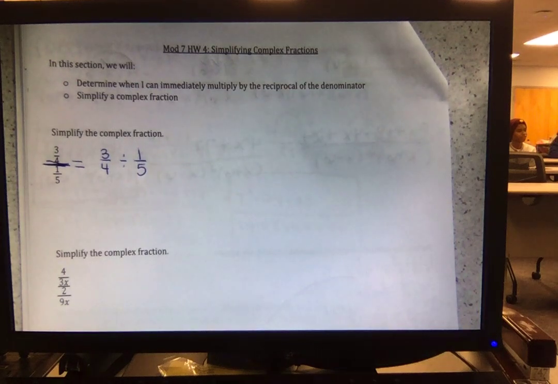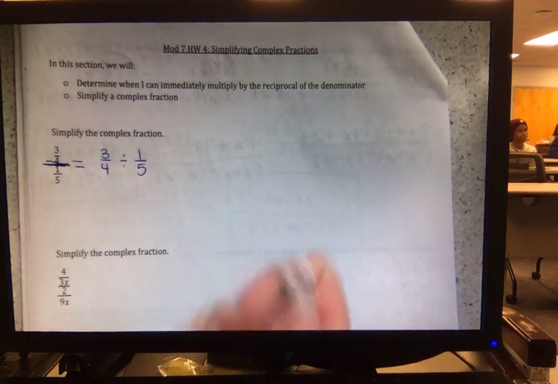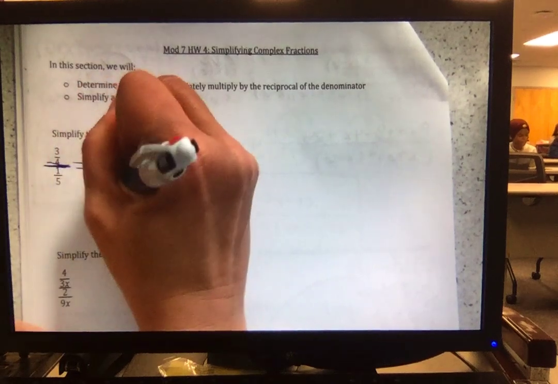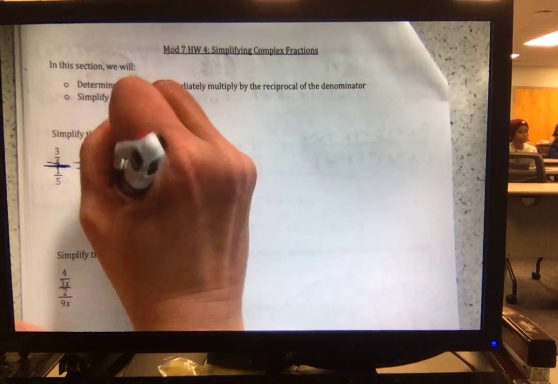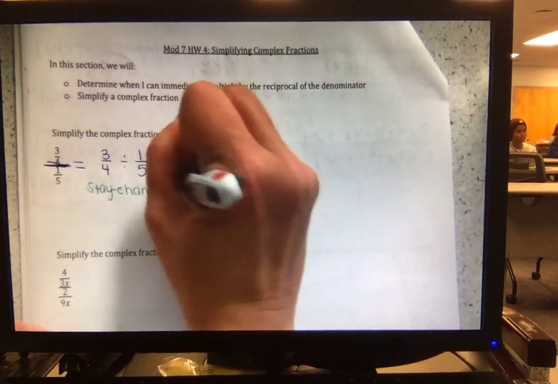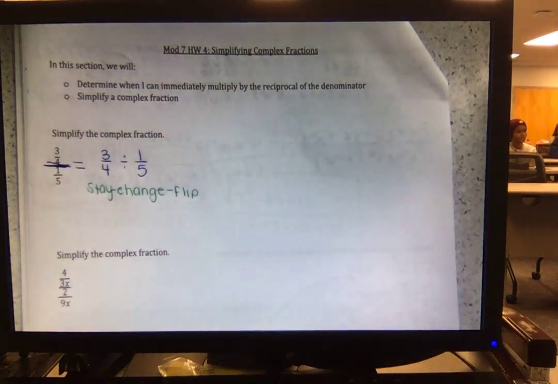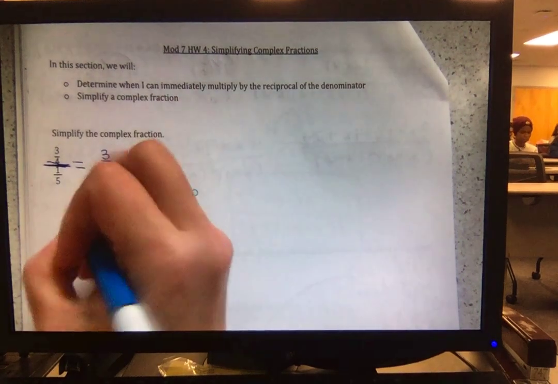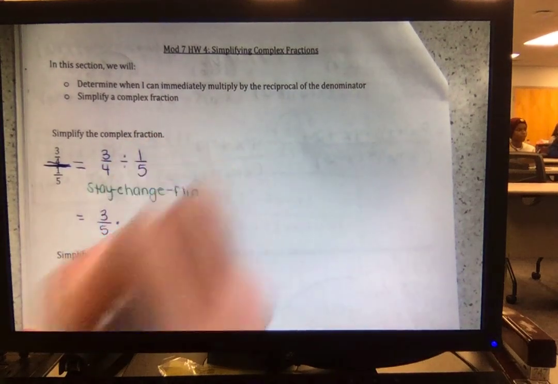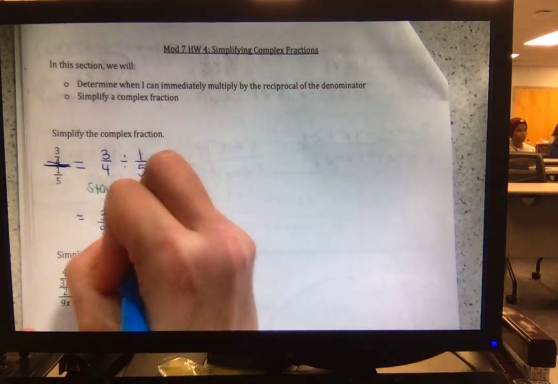We already did division. How do we divide fractions? Yep, so stay, change, flip, multiply by the reciprocal, whatever you want to call it. The first one's going to stay the same. We're going to change our operation from division to multiplication, and we are going to flip our second fraction to get the reciprocal. Reciprocal means flip the second fraction. So the first one's going to stay 3/4. It's going to change from division to multiplication, and we are going to flip our second fraction.